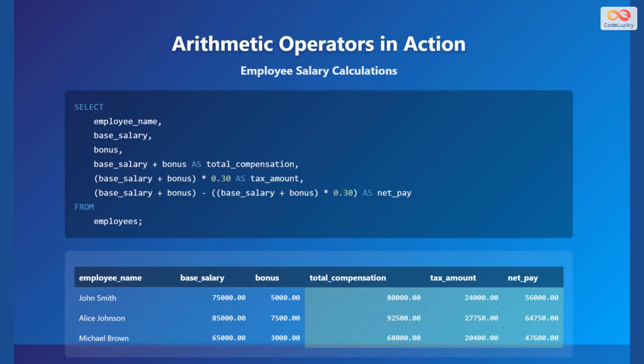The table displayed shows some sample data and the calculated values. The first row is John Smith, whose base salary is $75,000 and bonus is $5,000. Therefore, the total compensation is $80,000, the tax amount is $24,000, and the net pay is $56,000. Similarly, the calculations are done for Alice Johnson and Michael Brown.